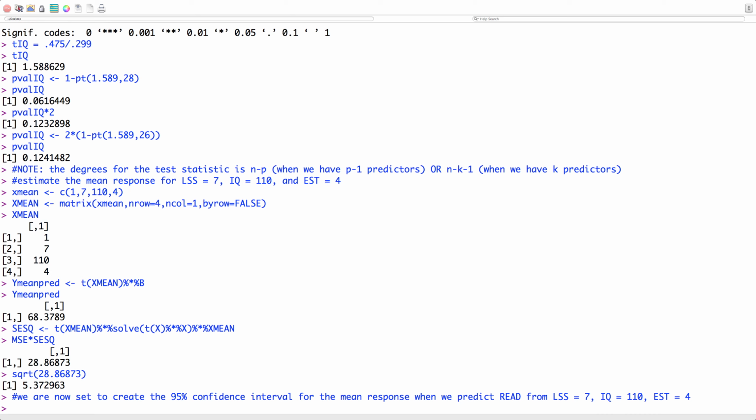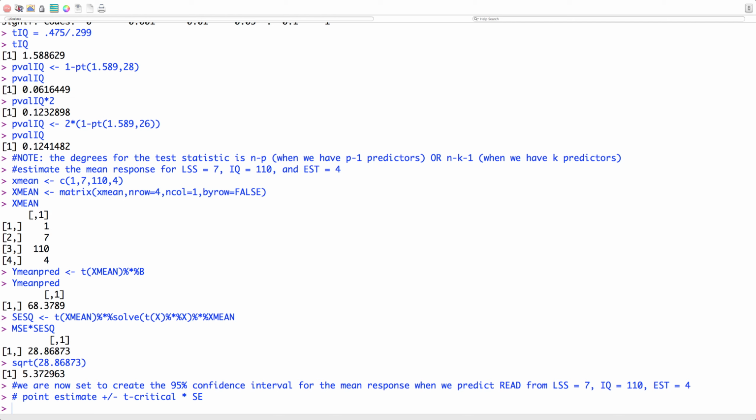Now guys, remember, what do we do in a confidence interval? We take our point estimate plus minus our T critical times our standard error. So we've got a point estimate. That's going to be the mean response, which we found to be 68.3789. We've got the standard error, but what we now need to do is find our T critical.